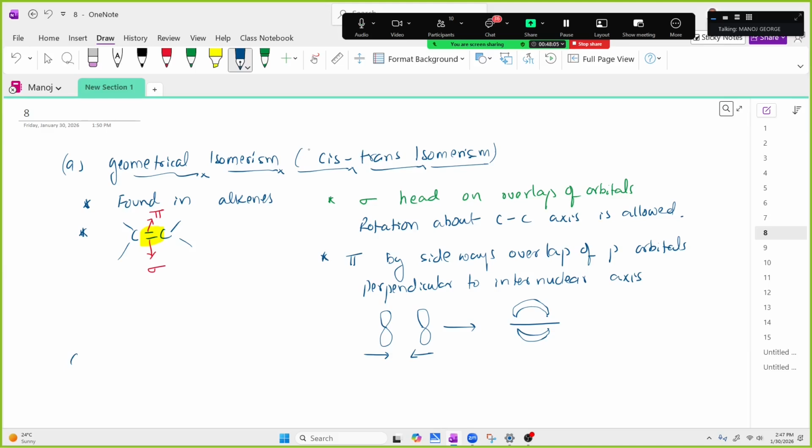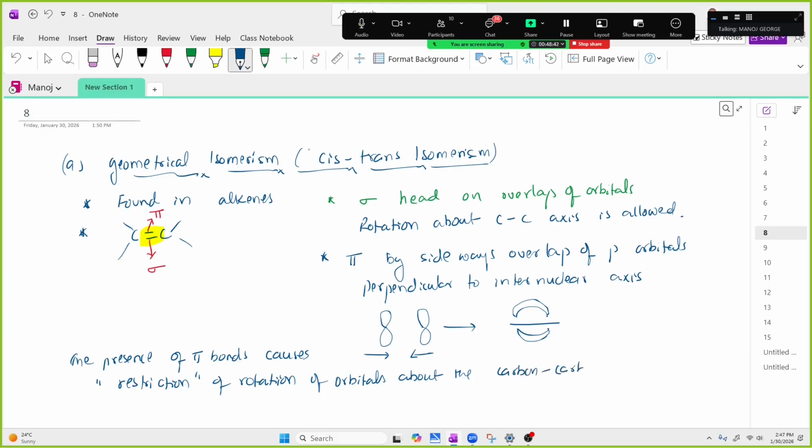So the presence of pi bonds causes restriction of rotation. So this is why the geometrical isomerism happened. It causes restriction of rotation of orbitals about the carbon-carbon axis. So around the carbon-carbon axis, the orbitals cannot rotate. Like I cannot keep this orbital fixed and I cannot rotate this one, like this. I cannot. That's not allowed.